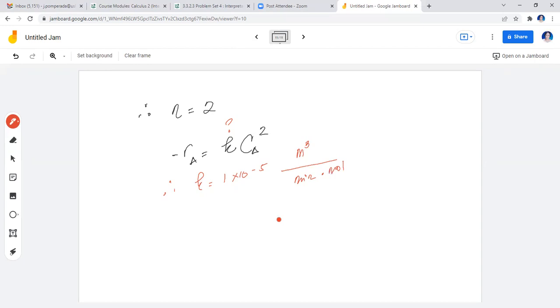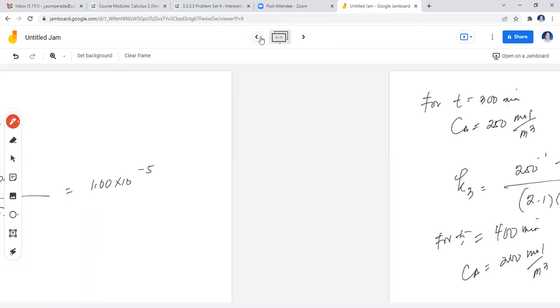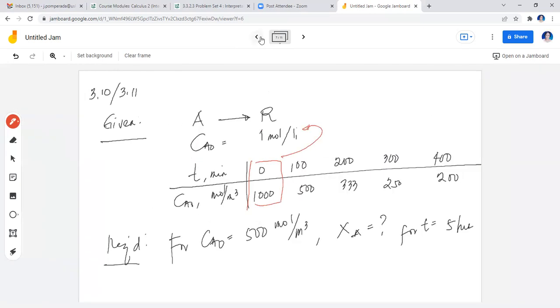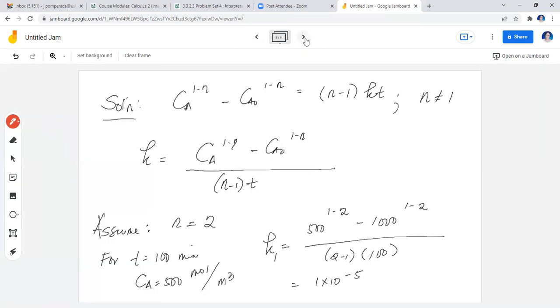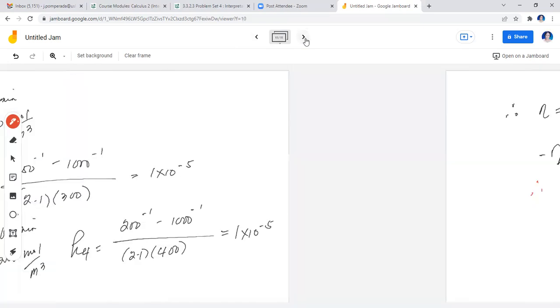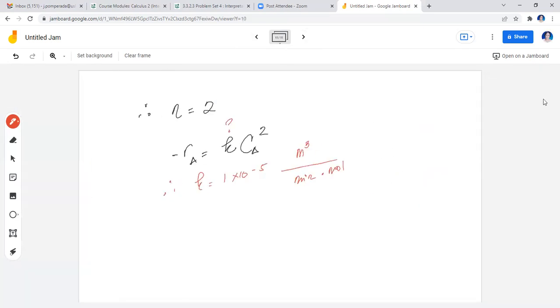So that's our K. Now we are ready to solve for what the problem requires. So the problem requires us to solve for conversion after 5 hours, starting with an initial concentration of 500 mole per cubic meter. What do we do? Patrick, what do we do? Case 2, second order. Patrick, are you there?